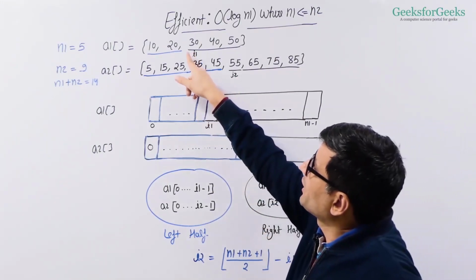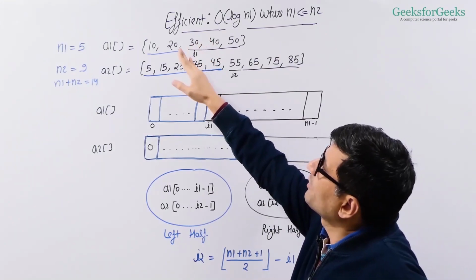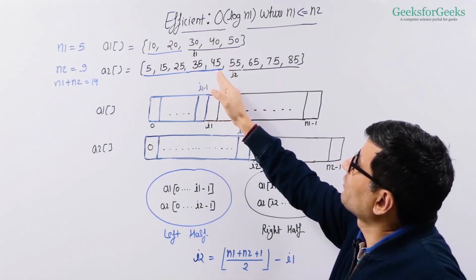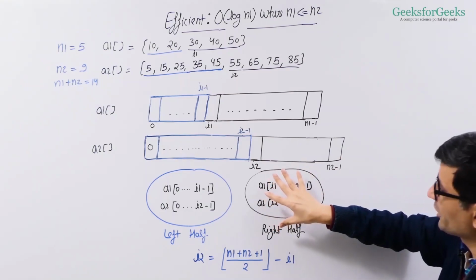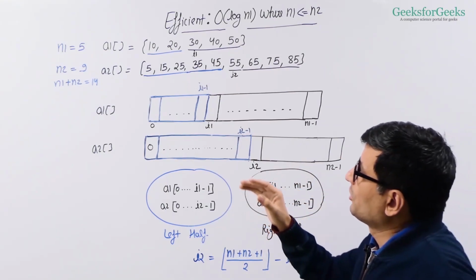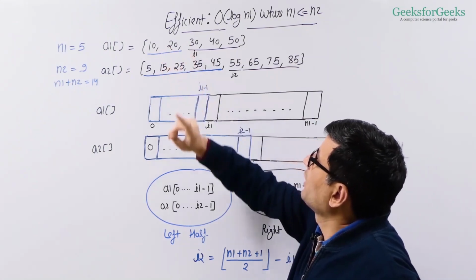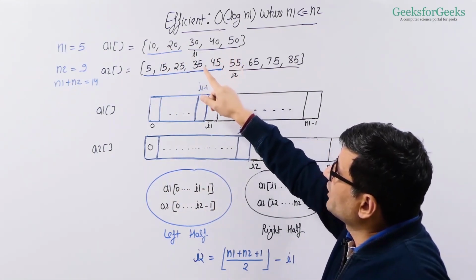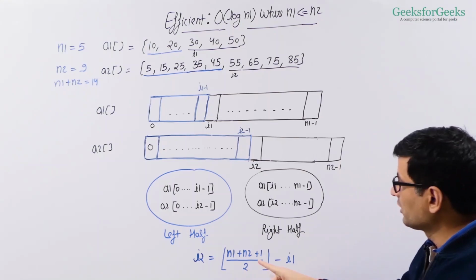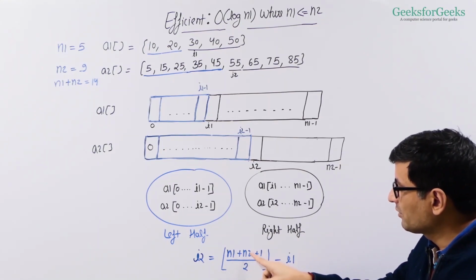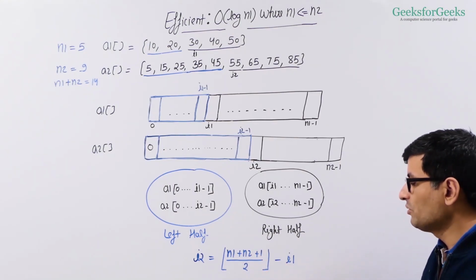So I1 is the beginning of the right set in the first array, and I2 is the beginning of the right set in the second array, this particular set. So for example here, I1 is 0, 1, 2, and N1 is 5 and N2 is 9. So what do we get as I2? 5 plus 9, 14, plus 1, 15, divided by 2, 7.